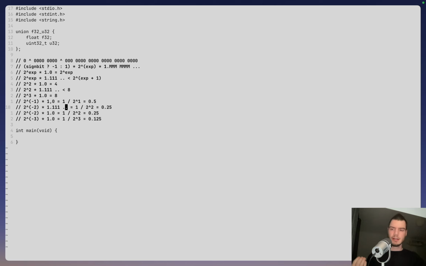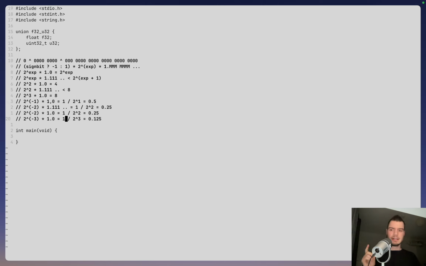So for example, for 2 to the power of 2 and 2 to the power of 3, we have a distance of 4, from 4 to 8. And for -3 to -2, we have a distance of 0.125. But we can see, even with negative exponents, we don't get a negative resulting value. We just get values between 0 and 1. Actually, not quite 0. And that's the next question.